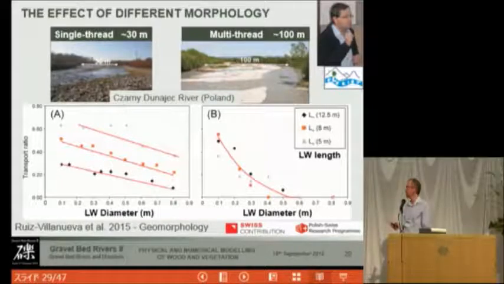So in this case, one of the relevant parameters is the ratio between log length and channel width. When you are above a certain threshold, log length doesn't matter anymore. And this is nicely pointed out by this model. And I will come to this again at the end of my presentation. We observed this also in experiments, and we are now working on some comparison.